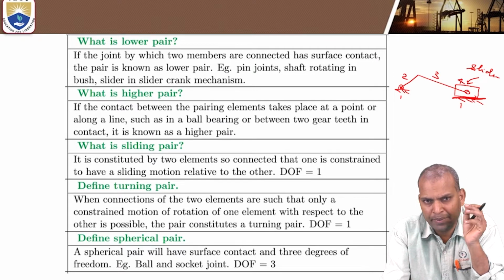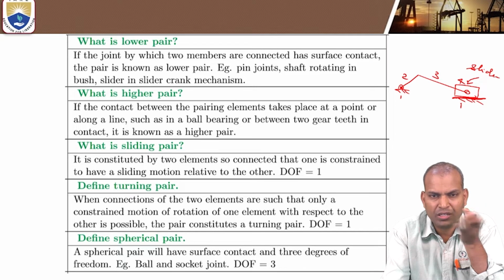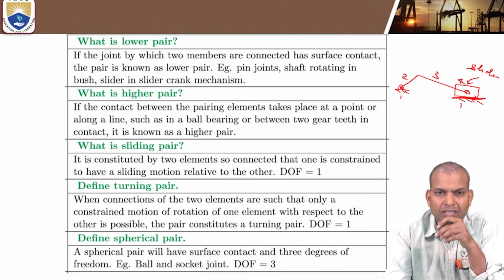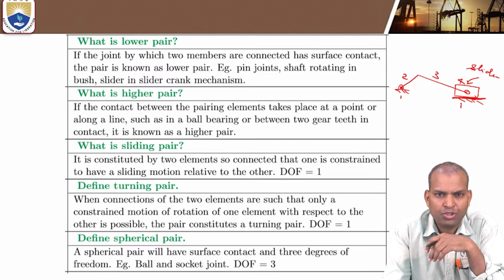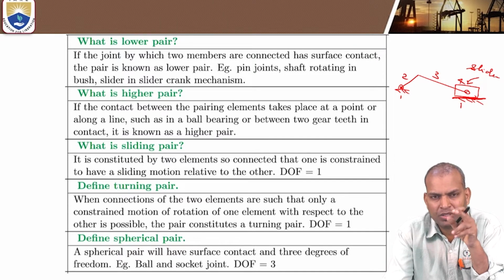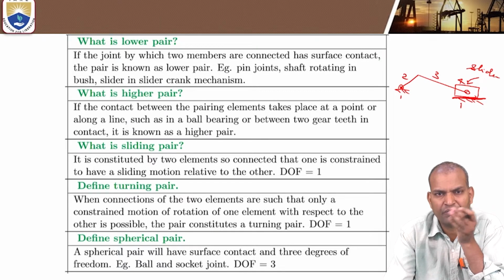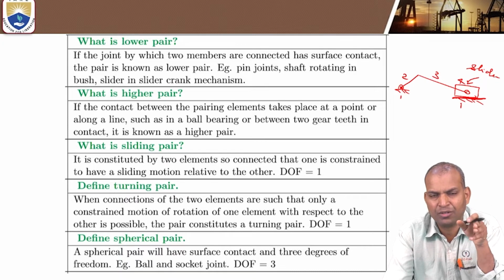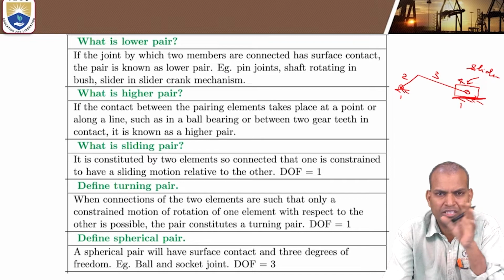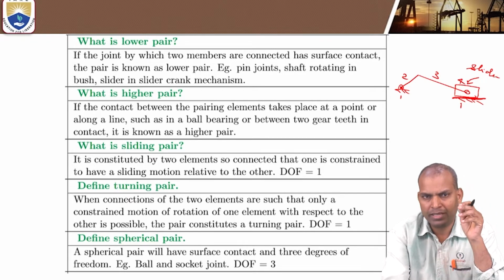When you are sitting on a bench, the contact between your body and the chair or the bench is a surface contact. Then it comes under lower pair. We can observe lower pairs in the internal combustion engine, where the piston surface is in contact with the cylinder inner body. That contact is a surface, circular contact, the complete surface. Then it is a lower pair.